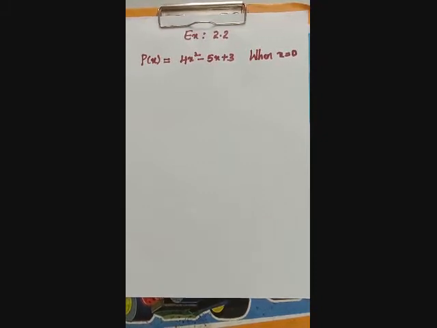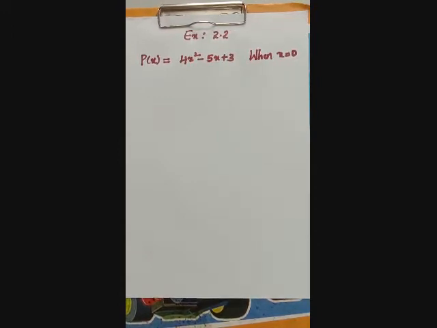A zero of a polynomial p of x is the value of x for which p of x is equal to 0. Zero of polynomial means p of x should be 0, and we have to find the value of x. The value is also called a root of the polynomial. A quadratic polynomial has 2 zeros, a cubic has 3 zeros. This you will be learning in 10th standard.